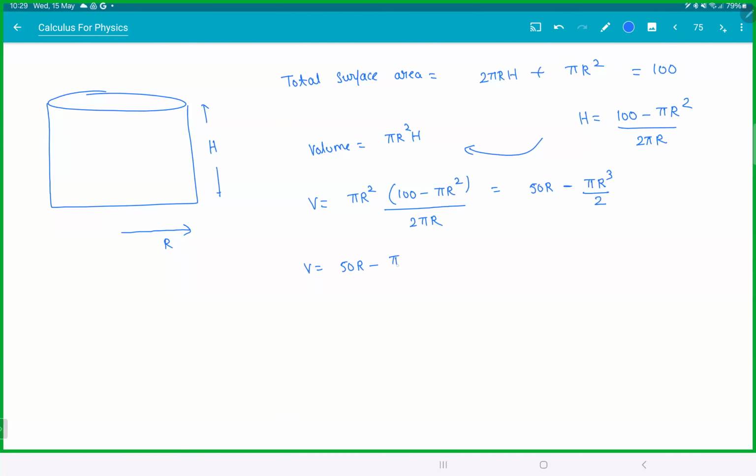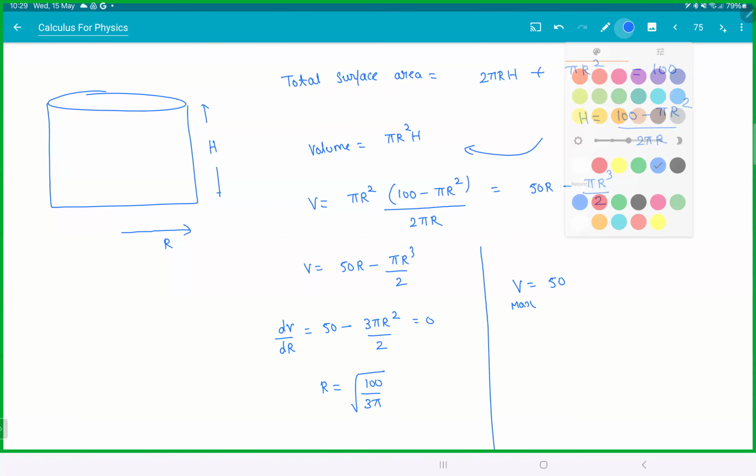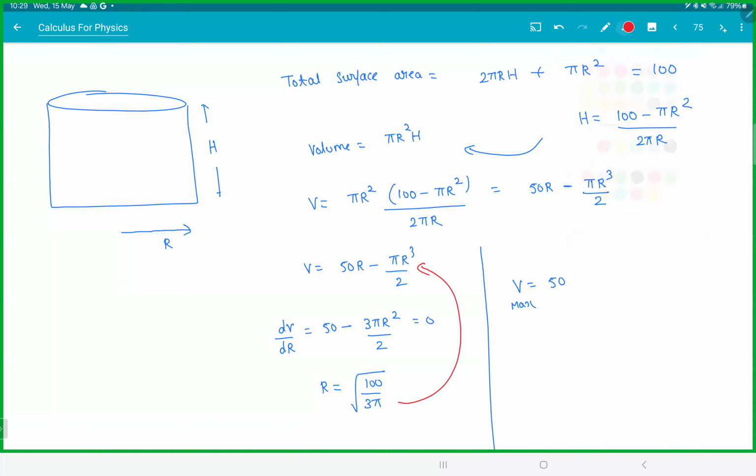50r minus pi r cube by 2, maximum or minimum. So dV by dr is 50 minus 3 pi r square by 2 equal to 0. So r will be the root of 100 by 3 pi. If you keep this radius value, you get the maximum value. So V is equal to V maximum.